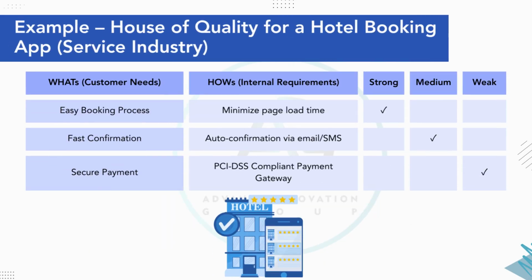Let's look at a practical example of a house of quality for a service industry, specifically a hotel booking app. Here, we have identified 3 key customer needs, called the whats: easy booking process, fast confirmation, secure payment. To meet these, we've defined corresponding internal technical requirements, or hows: minimize page load time, auto-confirmation via email or SMS, PCI DSS compliant payment system.